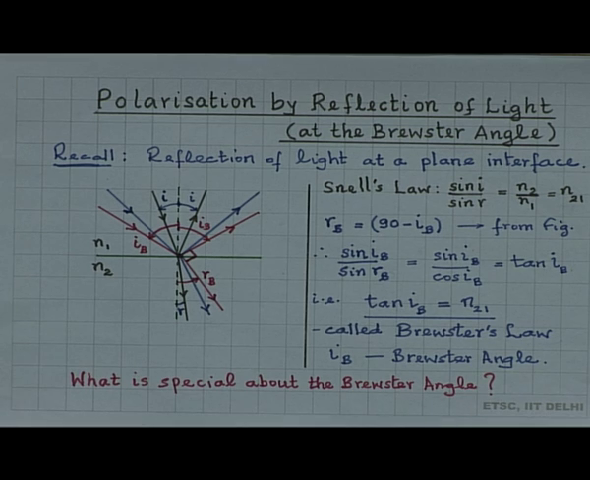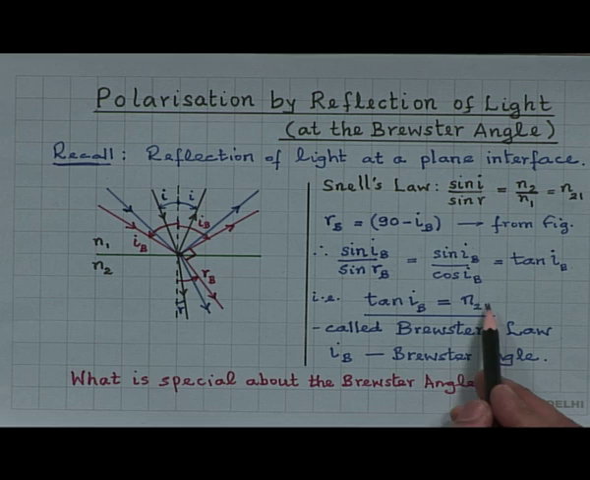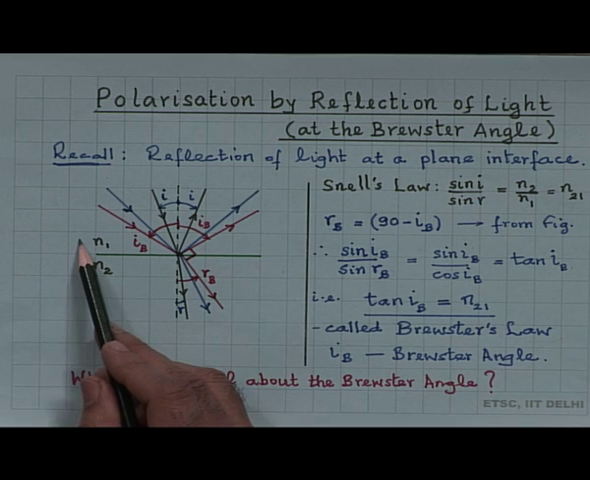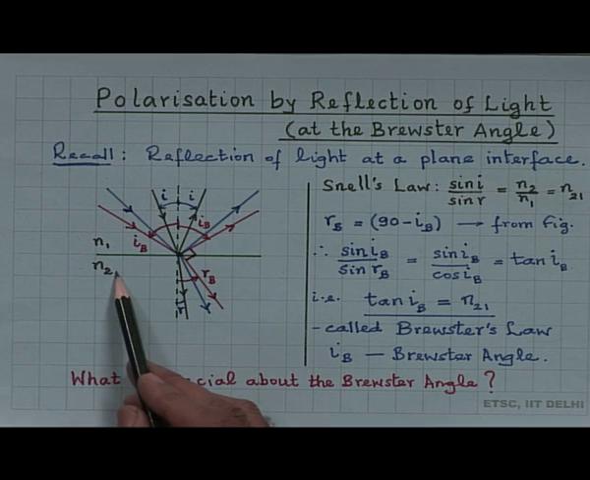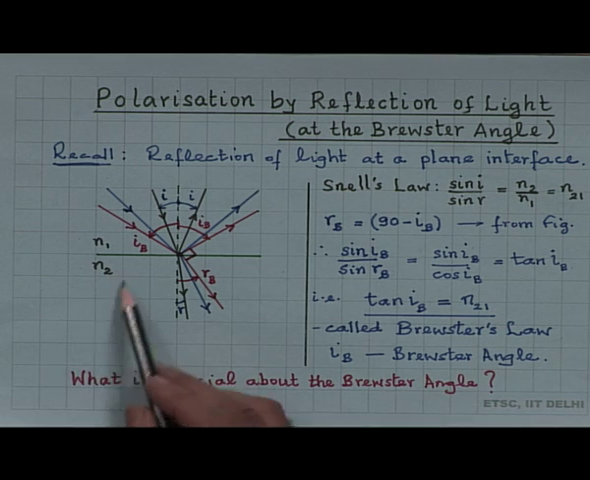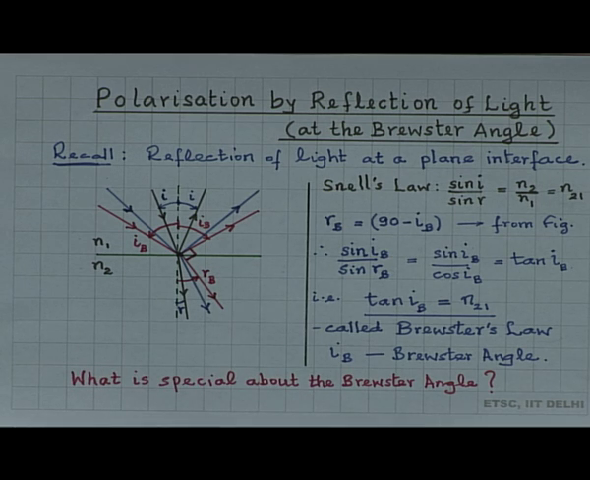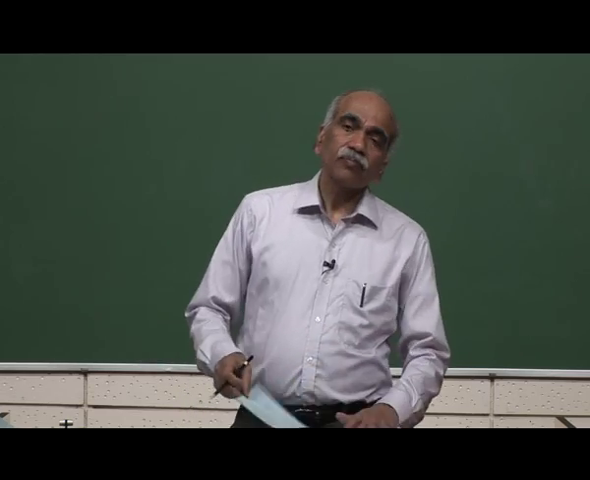What is special about the Brewster angle? This comes from ray optics also. For example, if this was air with refractive index 1, and this is some glass with refractive index say 1.5, then tan I_b will be equal to n2 by n1, which is equal to n2, that is the refractive index of glass. So, we can determine the refractive index of glass if we know the Brewster angle. But what is special about the Brewster angle? So, let us discuss that.